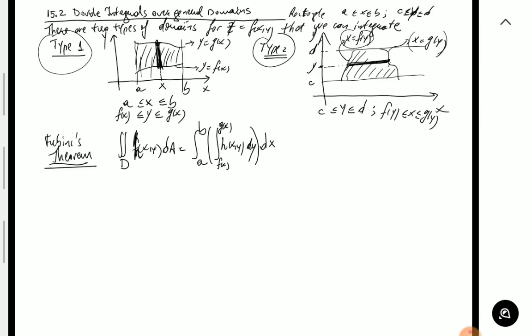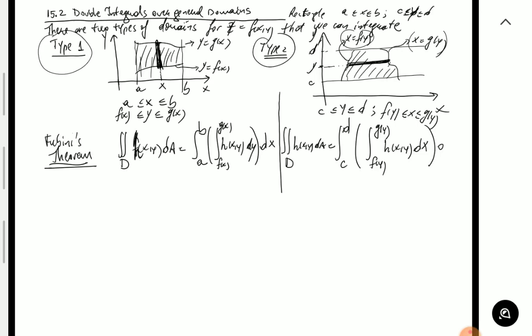So if it's just a type 1 domain, or if you view it as a type 1 domain, it's very important to use the correct order of integration. Outermost integral, constant bounds, innermost, the other integral in terms of x. Finally, if it's a type 2 domain, as you can guess, your double integral will have the outermost integral in terms of y, because that's the one with constant bounds, and the innermost integral in terms of the bounds for x. So f of y to g of y, and h of x, y, dx, and again the outermost integral dy.